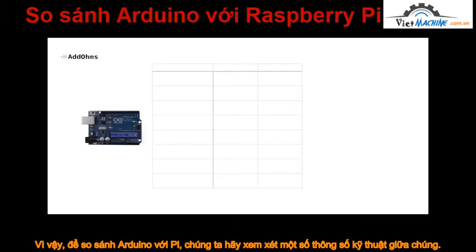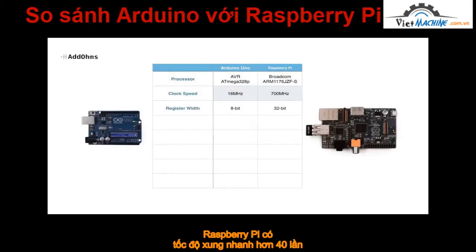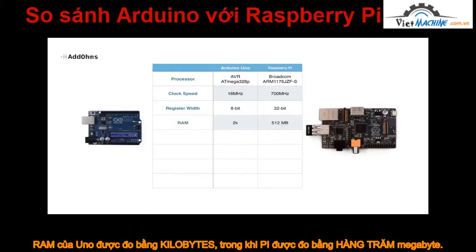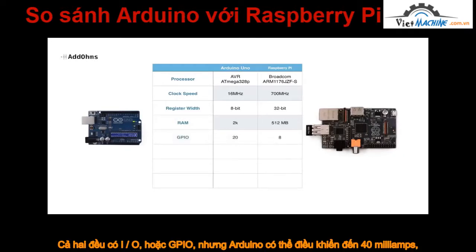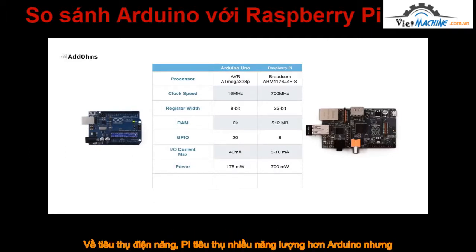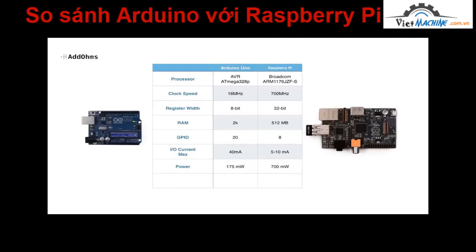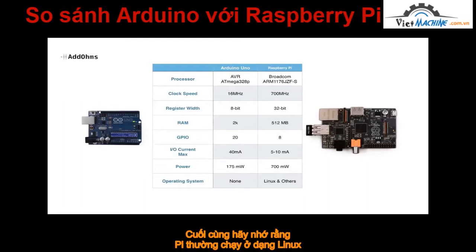So for the sake of comparing the Arduino to the Pi, let's look at some raw specifications between the two. The Raspberry Pi has a clock speed that's over 40 times faster than the Arduino and is based on a 32-bit architecture. The Uno's RAM is measured in kilobytes, while the Pi's is measured in hundreds of megabytes. Both have general purpose I/O or GPIO, but the Arduino can drive or sink up to 40 milliamps, while the Pi is really limited to more around 5 milliamps. In terms of power consumption, the Pi consumes more power than the Arduino, but always keep in mind what the project is going to have and what other hardware is going to be included. Lastly, remember that the Pi usually runs some form of Linux, while the Arduino has no operating system.